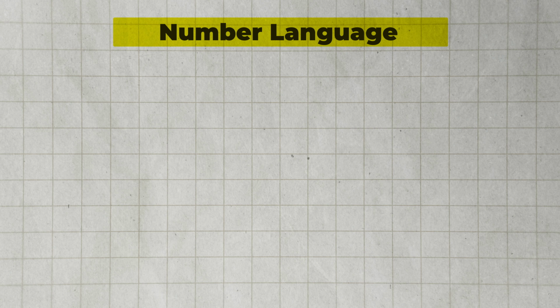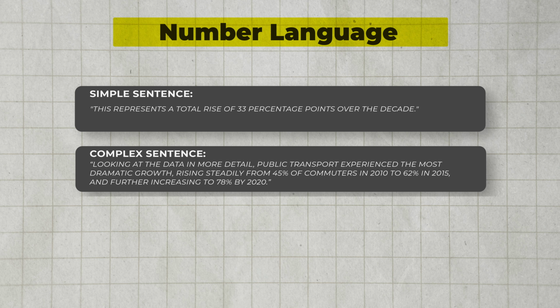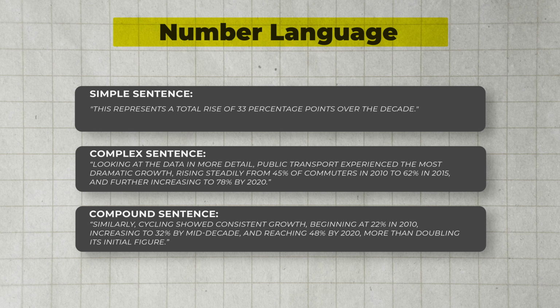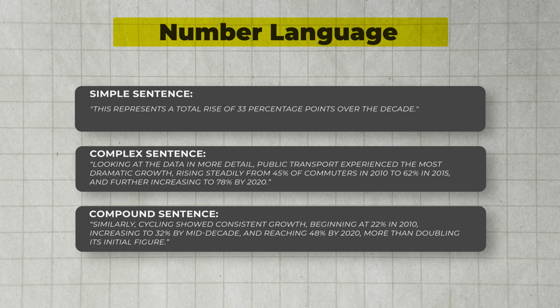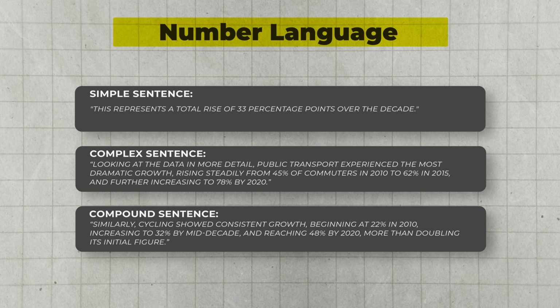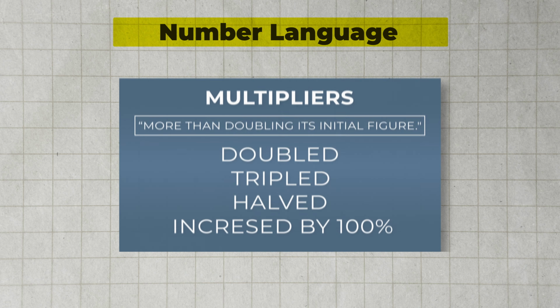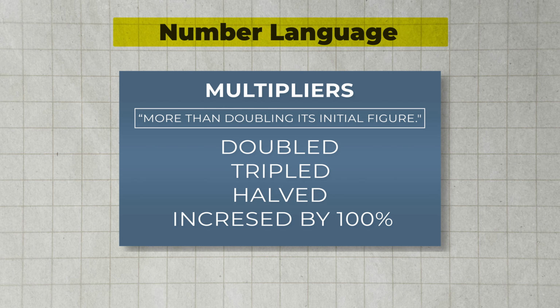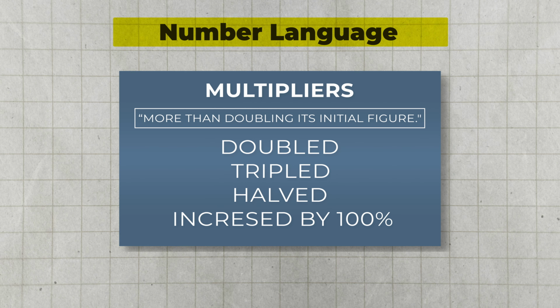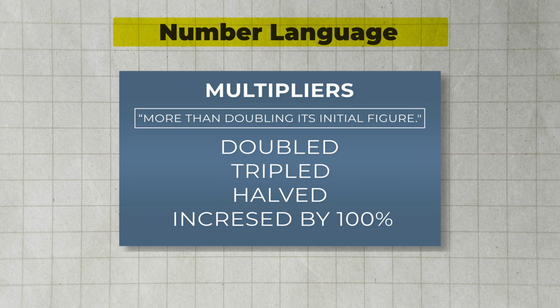For grammar, I used a mix of simple, complex, and compound sentences in active voice. Also, I not only used percentages but also said percentage points, as well as proportions like doubled. You can also say grew by 100%.